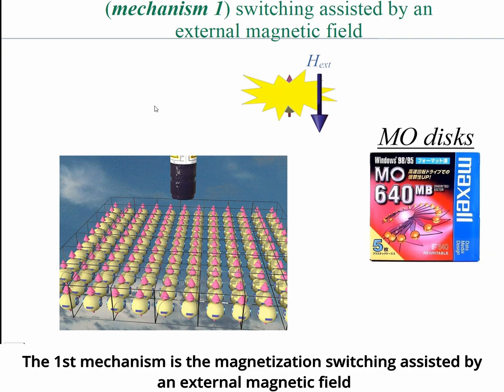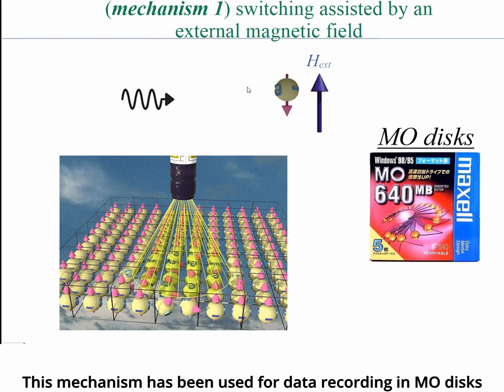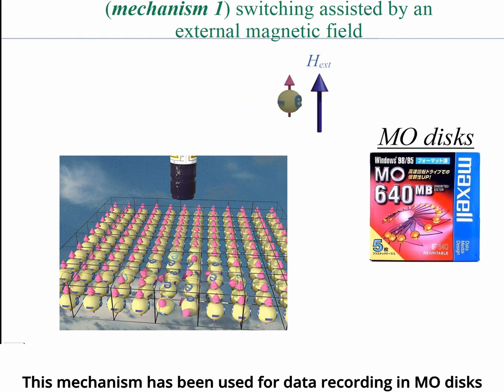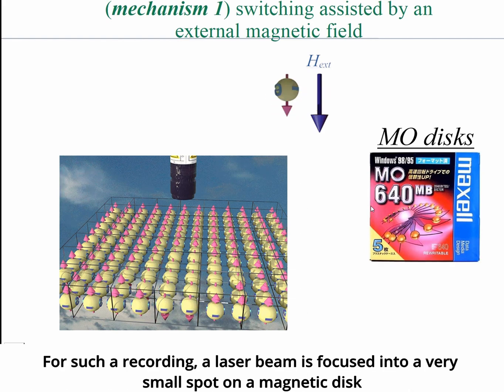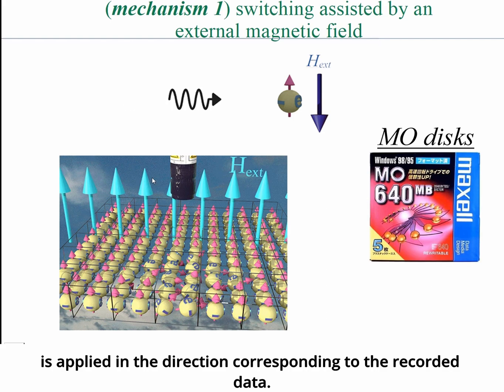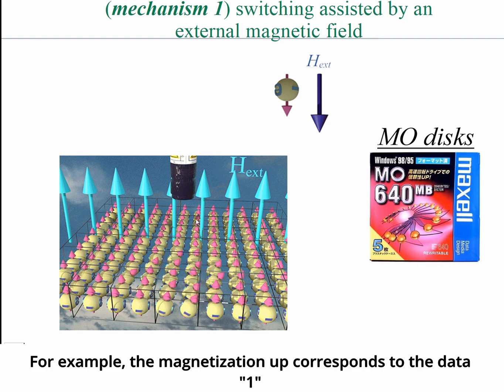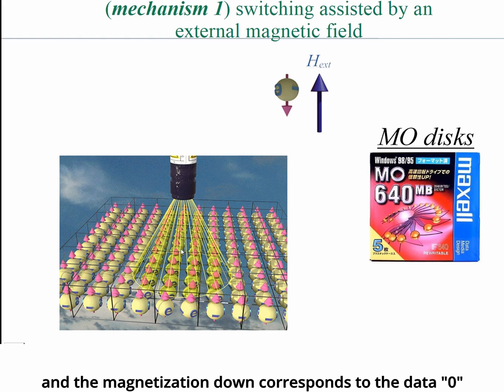The first mechanism is the magnetization switching assisted by external magnetic field. This mechanism has been used for data recording in a MO disk, which was very popular as data storage about 10 years ago. For such a recording, a laser beam is focused into a very small spot on magnetic disk. An external magnetic field is applied in direction corresponding to the recording data. For example, magnetization up corresponds to 1 and the magnetization down corresponds to 0.